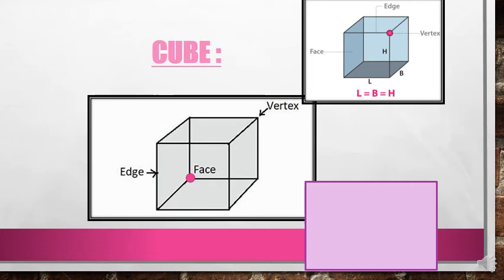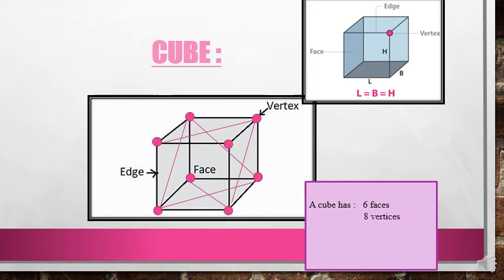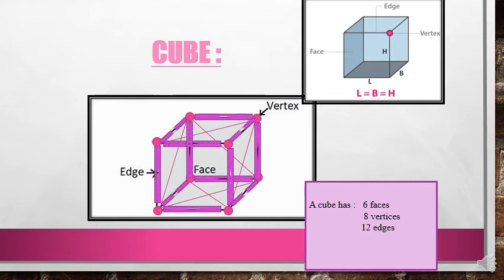We will start with the cube. A cube has 6 faces. 1, 2, 3, 4, 5, and 6. 8 vertices. This is the 8 vertices. 12 edges. And this is the 12 edges.